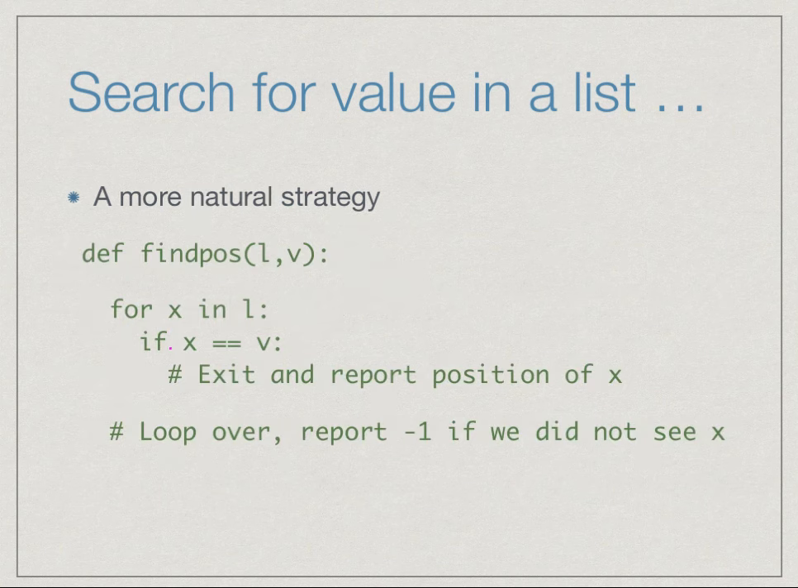So we could think of doing this using a for loop. So we go through every value in L using a variable x. So x is a name which goes through the first element, second element. These are not positions now. These are the actual values. So we check whether the value x that we currently pick up from the list is indeed the value v we are looking for. If so, we exit and we report the position of this x. If we come to the end of the loop and we have not seen x so far, like before, we want to report -1.